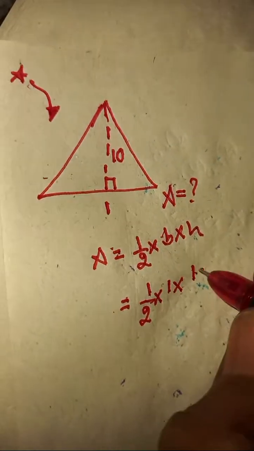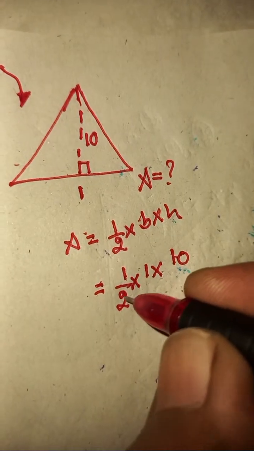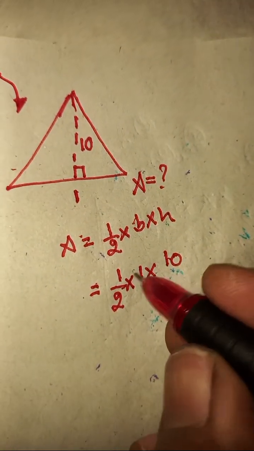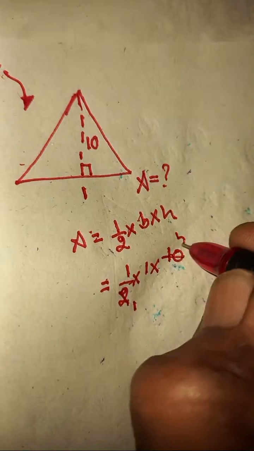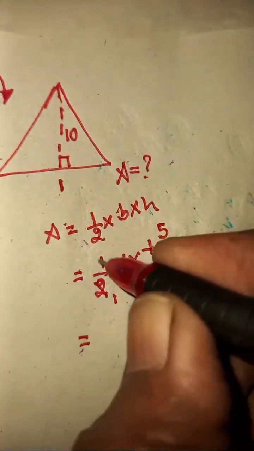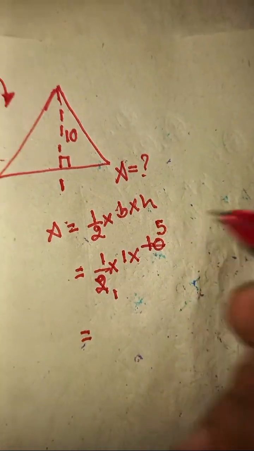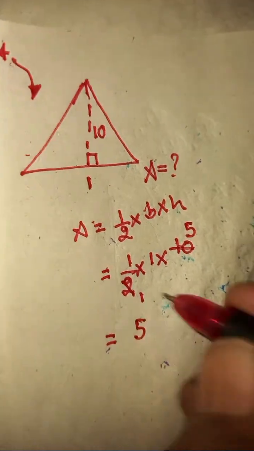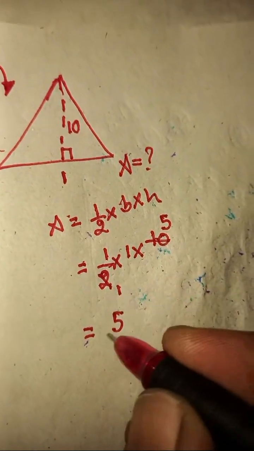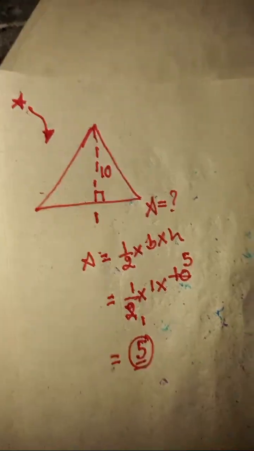This is 10 units. Now you can divide 2 and 10, 2 1 times and 2 5 times. This one is 1 times of 1 is 1 and 1 times of 5 is 5. Denominator 1 means you can leave that, it remains the same, 5 square units.